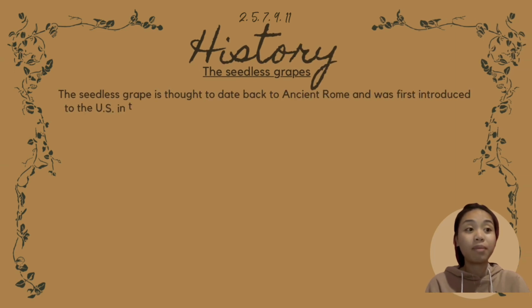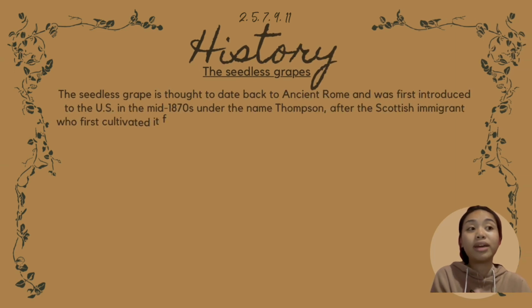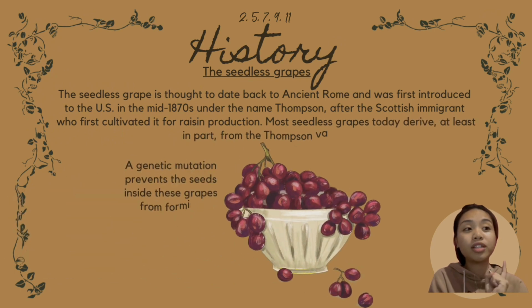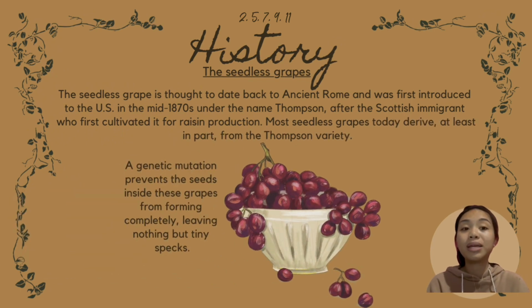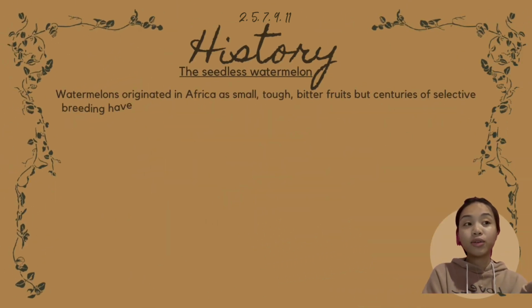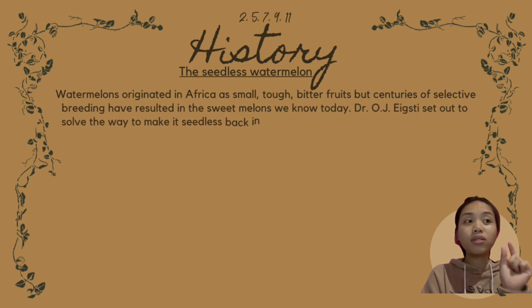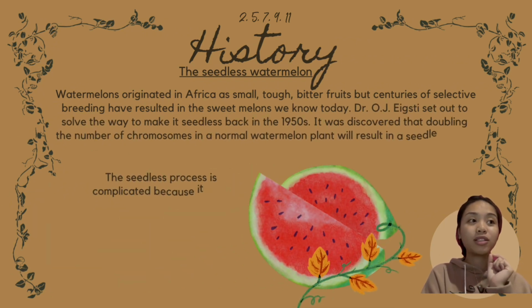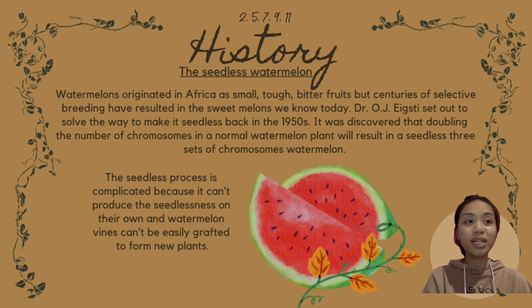The seedless grape is thought to date back to ancient Rome and was first introduced to the US in the mid-1870s under the name Thompson. Most seedless grapes today derive at least in part from the Thompson variety. The seedless watermelon. Watermelons originated in Africa as small, tough, bitter fruits, but centuries of selective breeding have resulted in the sweet melons we know today.